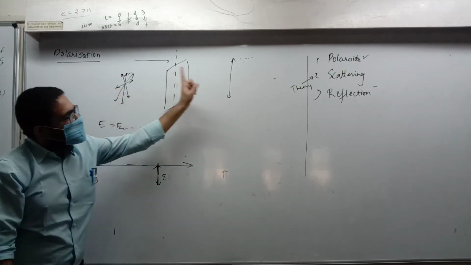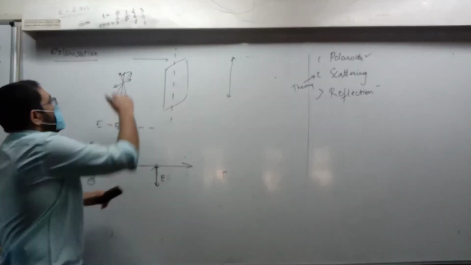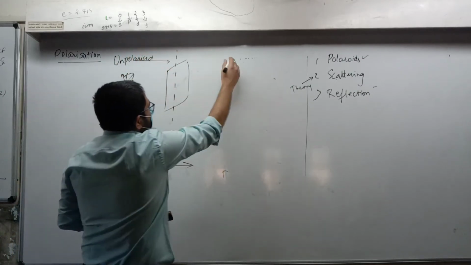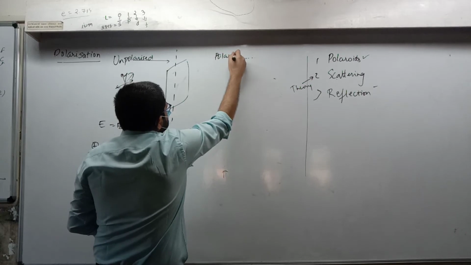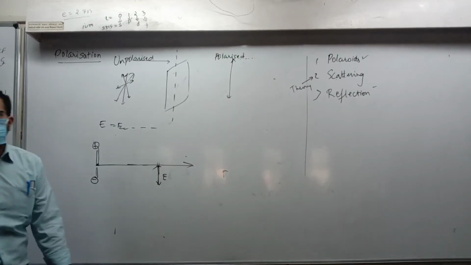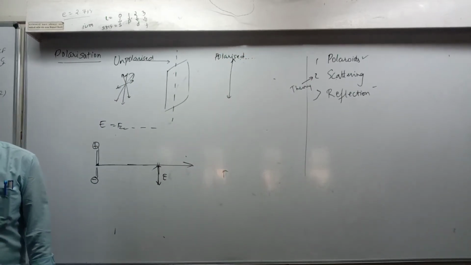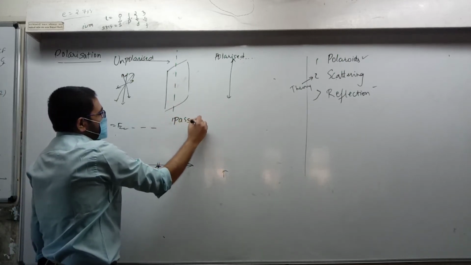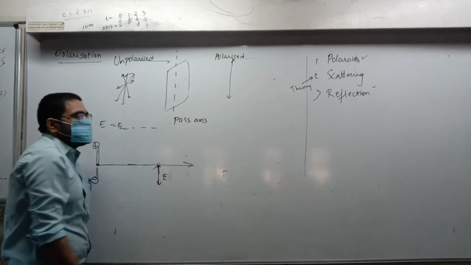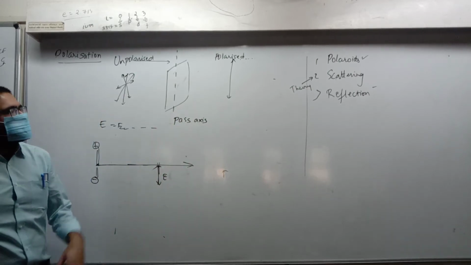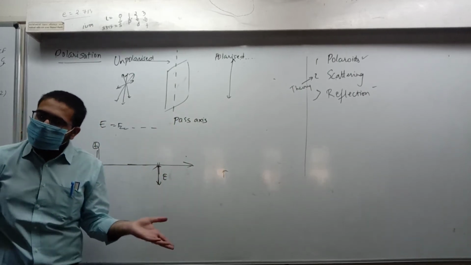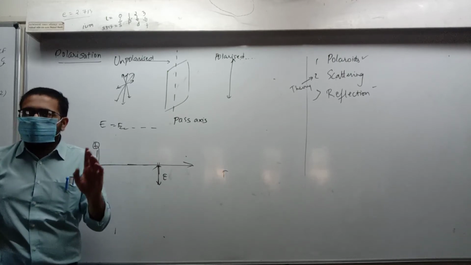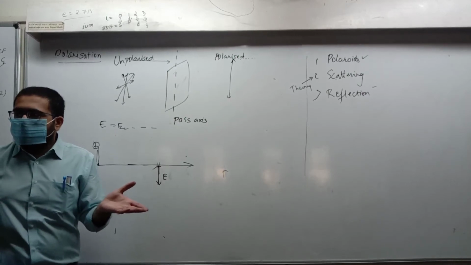So now if this goes through it, here you will get polarized light. So this is unpolarized, and when it goes through it, this will become polarized. This diagram clear? Diagram clear or not clear? This line that I have drawn here is called the pass axis. What is it called? Pass axis. Pass axis means it passes the electric field in that direction and blocks it in the other direction.